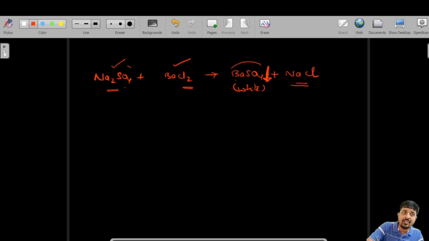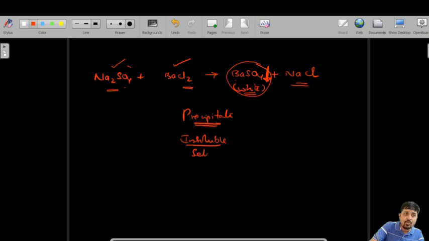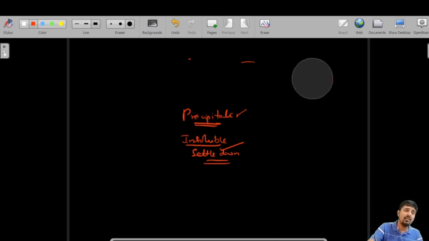Here, who is the precipitate? BaSO4 is the precipitate. What is the color of the precipitate? White is the color of the precipitate. And tell me, what is the meaning of precipitate? The insoluble substance which is formed after the reaction and is going to settle down is called a precipitate. That's why in this reaction, BaSO4 is the precipitate and the color of the precipitate is white. Okay, go to the next question.